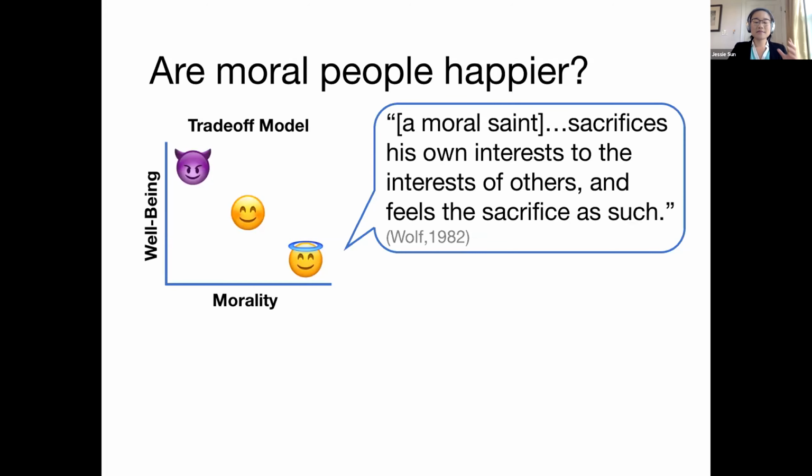On the one hand, by definition, morality involves sacrificing your own self-interests for the greater good. And so you might think that there could be a trade-off between moral character and personal well-being.